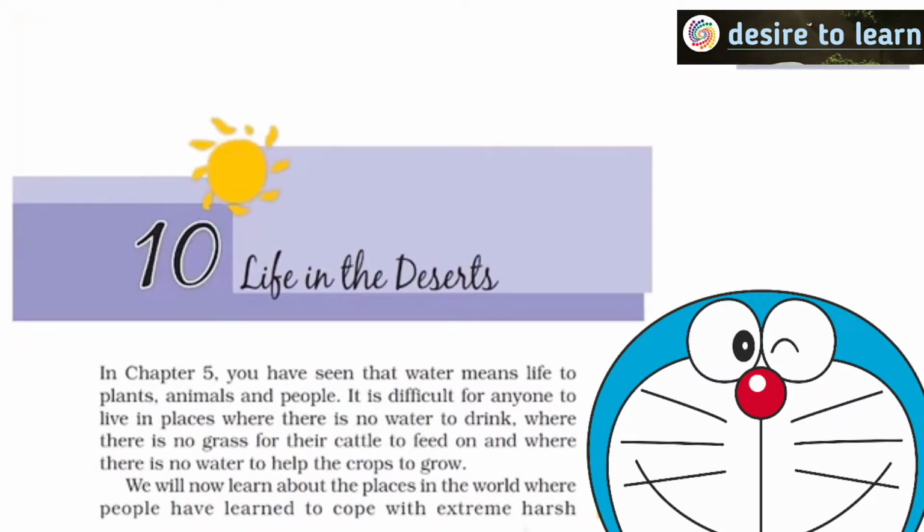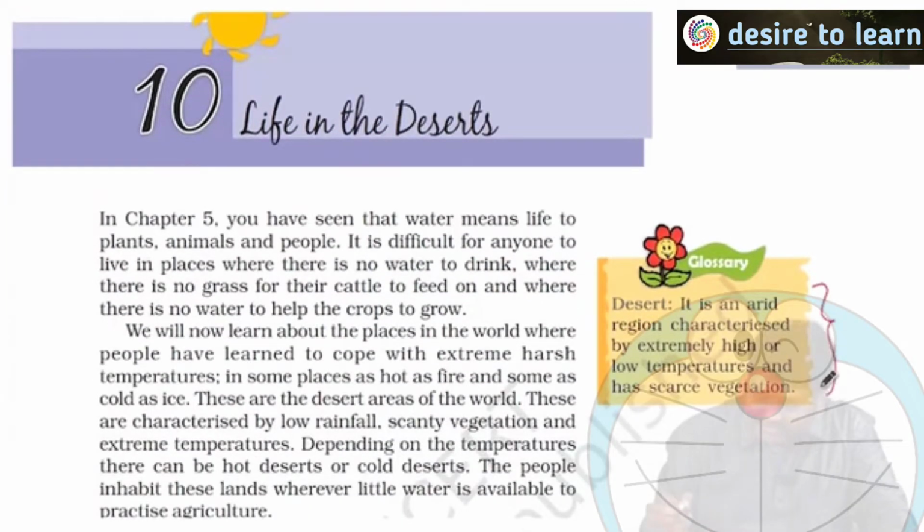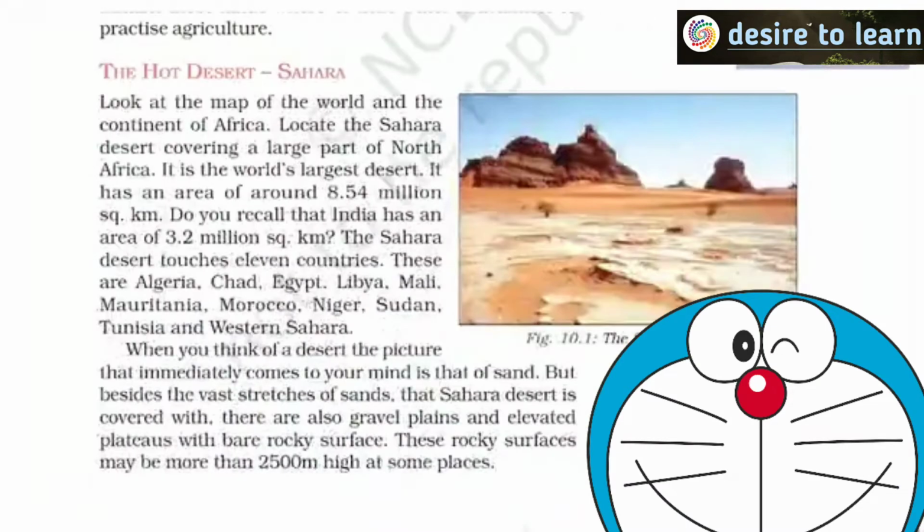In this chapter, we actually have to look at the places in Atlas. First, what is desert? It is an arid region characterized by extremely high, only high is wrong, extremely high or low temperature, which has scarce vegetation, and is called a desert. Now, when we are talking about Sahara, you should know the countries which actually fall under this region.